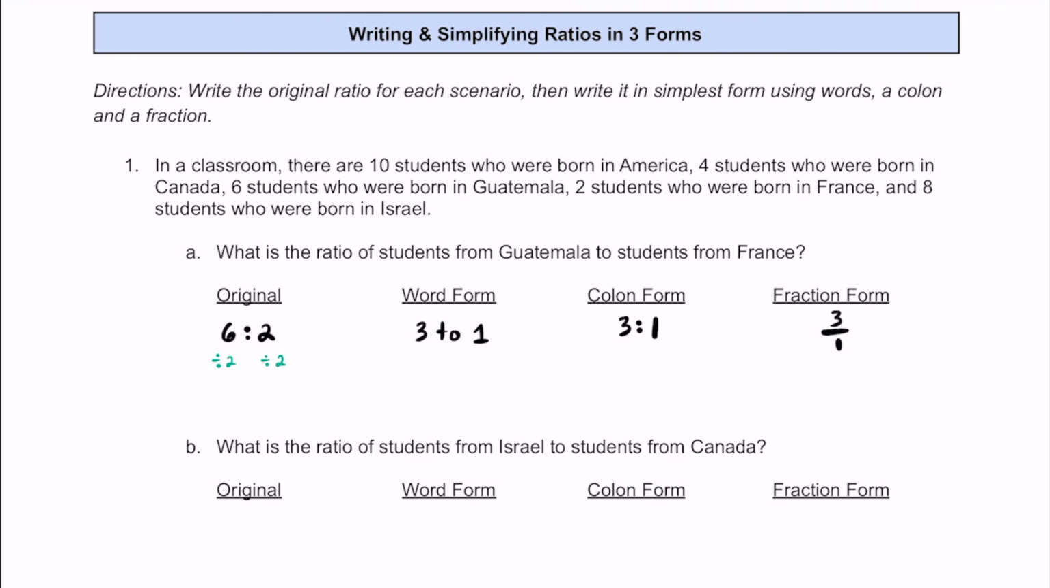Alrighty, so for part B, we're being asked what is the ratio of students from Israel to the students from Canada. So Israel is going to have to go first here. It looks like we had 8 students who were born in Israel. Now for Canada, it looks like we have 4. So we have a ratio of 8 to 4. I'm going to write the original one in colon form, 8 to 4, just like this.